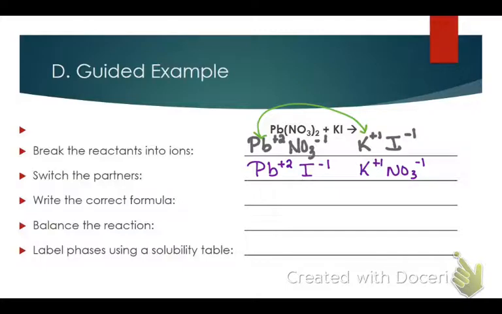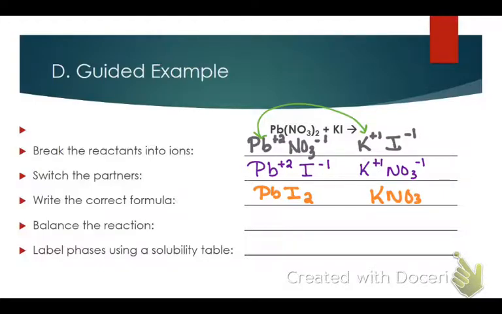I now need to get the formulas for my new compounds, and that is done by crossing charges. When I cross that, I'm going to get PbI2. And here, +1 and -1, I get KNO3. Now I can start combining this into an actual reaction.